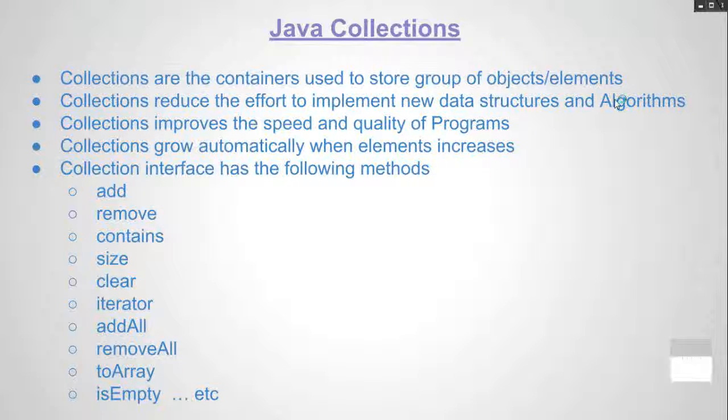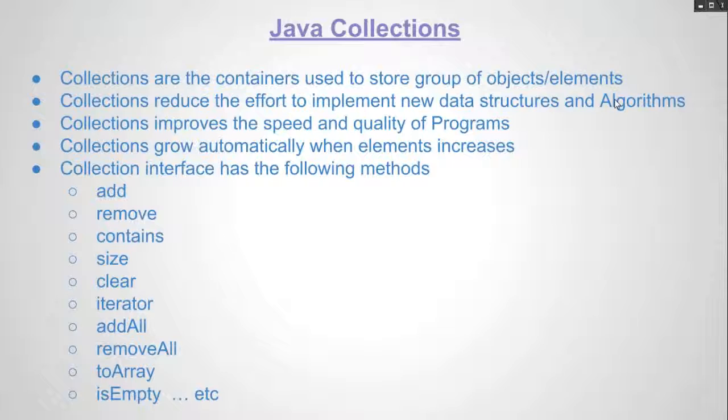So today we will start with collections. Collections are the containers used to store a group of objects. There are different types of collections available for storing the elements in a sequence, for storing non-duplicate elements, for storing key value pairs. There are many collection implementations available in Java.